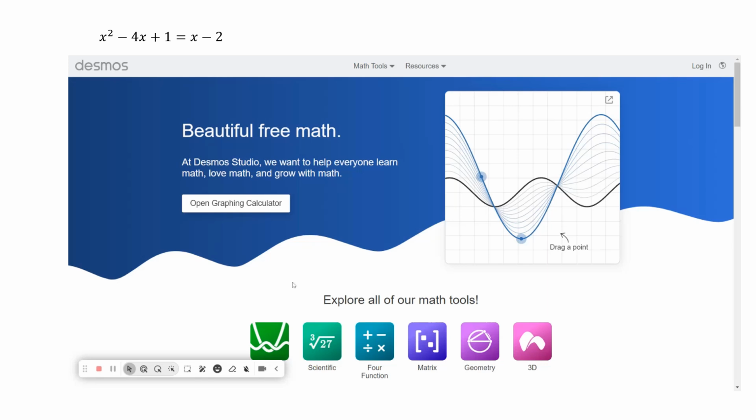All right. This next one, the Desmos was supposed to fade in. We have x squared minus 4x plus 1 equals x minus 2. This is a bigger problem.